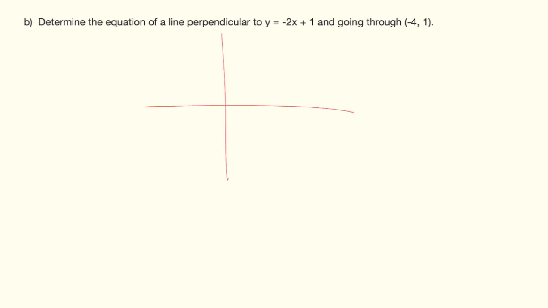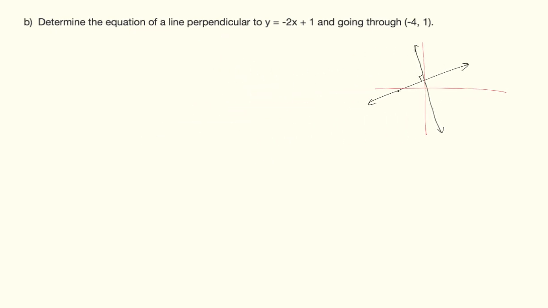We see that the y-intercept's at plus 1, and it's got a negative slope of minus 2, so this thing's doing something like this. It's maybe a bit steep, but it's the right idea. We do know as well that this thing is going through negative 4, 1. We'll say that that's around here, negative 4, 1. And ours is perpendicular, so we know it's meeting at a 90-degree angle. And we want to know what is the equation of our line, which goes through this one and has a slope perpendicular to this slope.